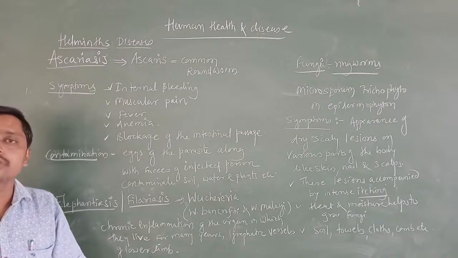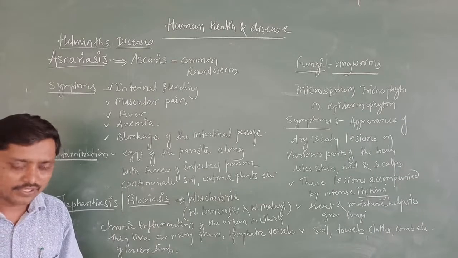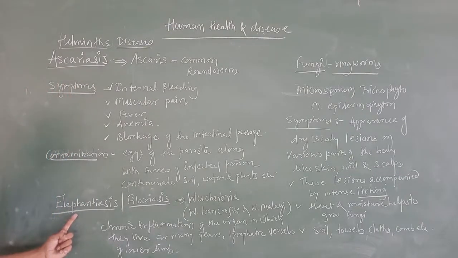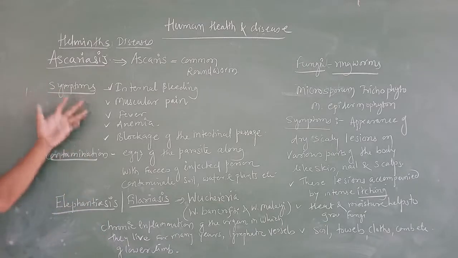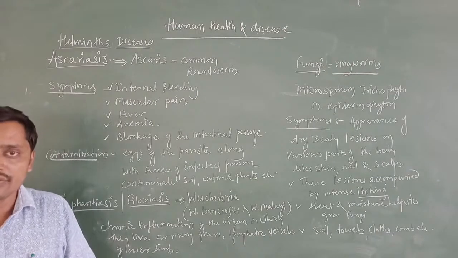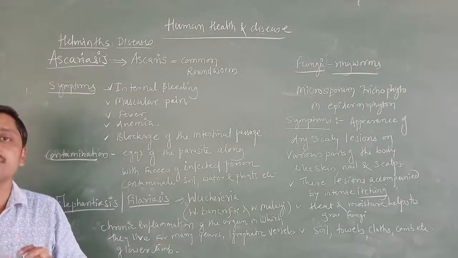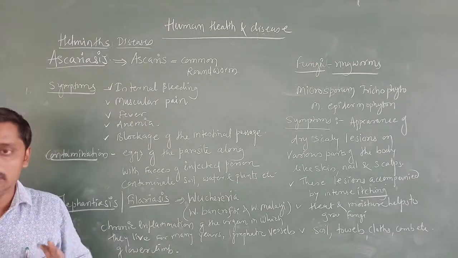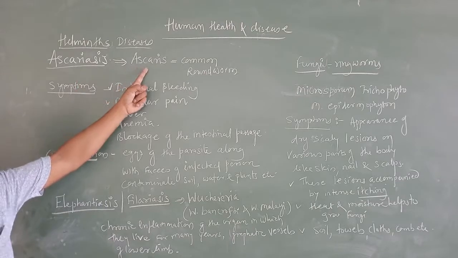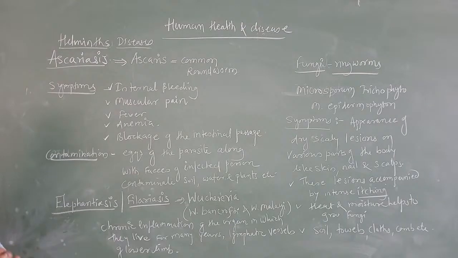We are going to discuss two diseases which are caused by helminths: one is Ascariasis, another one is elephantiasis. In detail, we are going to study these two diseases which are mentioned in our book. The causative agent for Ascariasis is Ascaris, that is the common roundworm.